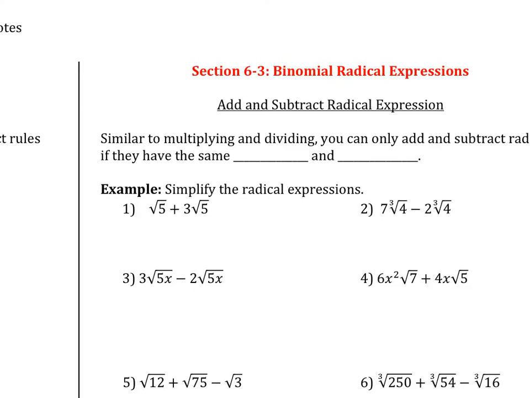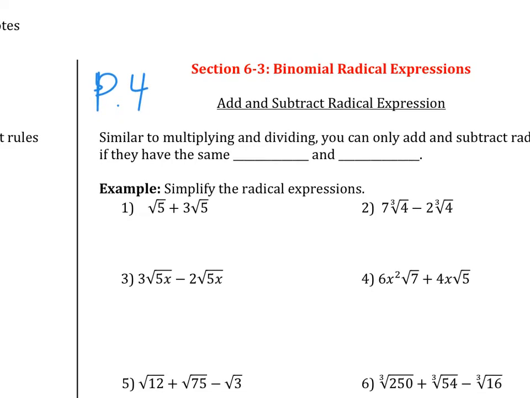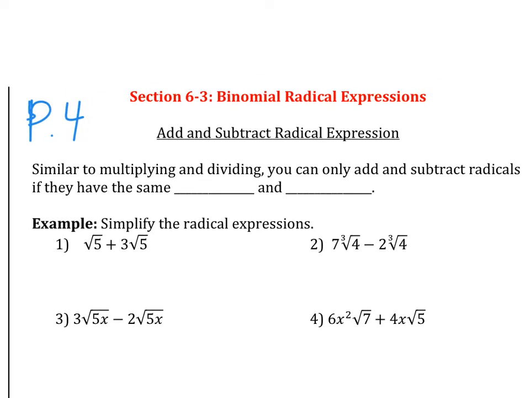All right, 6.3. So we're on page 4. Now that we know how to simplify, and how to multiply and divide, we're going to add and subtract radical expressions. Similar to multiplying and dividing, you only add and subtract radicals if they have the same index and the same radicand. Same index and same radicand. What is the radicand? Check page 1.